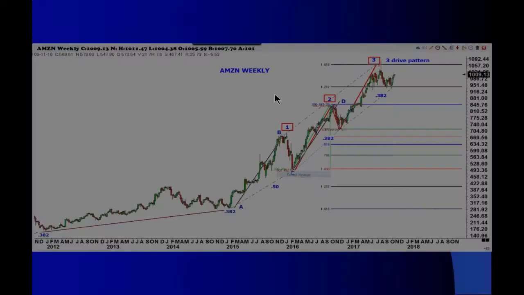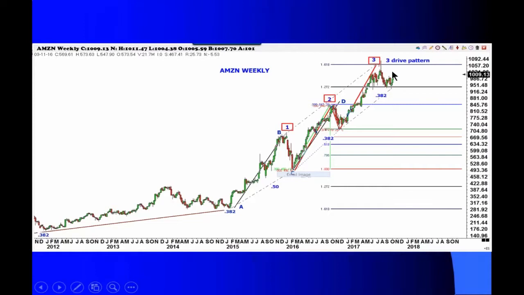But here's Amazon on the weekly basis. We did the same thing with Amazon. You'll notice back here in 2015 it was making a 382 retracement. Then we had the ABCD structure all the way to the top. It broke $170 a share, roughly 17%, and then of course it went up to the 1126 level, making a higher high. But that was showing you the pattern at that particular time. That's what you're really looking at.